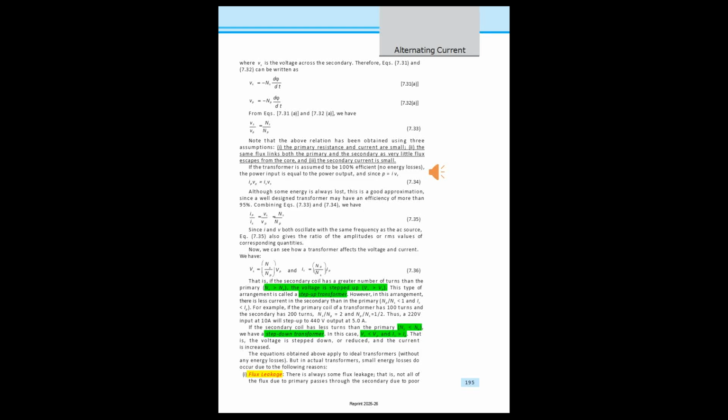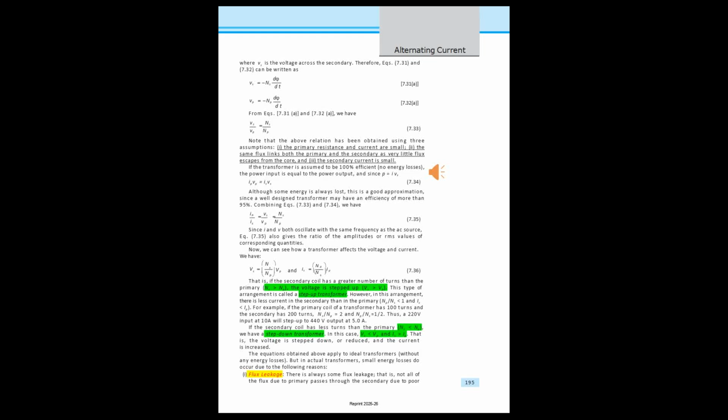Now we can see how a transformer affects the voltage and current. We have Vs equals Ns by Np times Vp, and Is equals Np by Ns times Ip. That is, if the secondary coil has a greater number of turns than the primary, that means Ns is greater than Np, the voltage is stepped up. That is, Vs is greater than Vp. So this type of arrangement is called a step-up transformer.